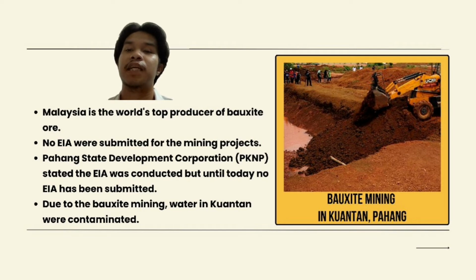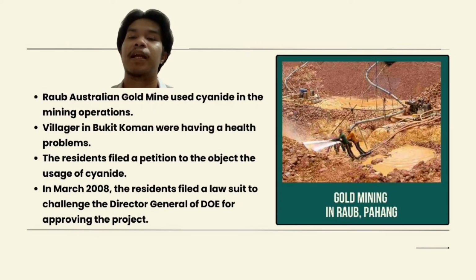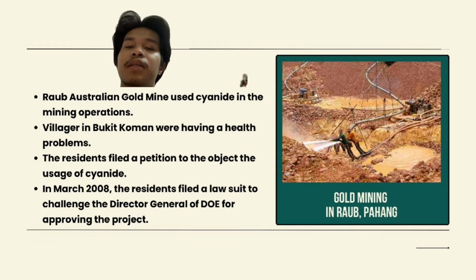Next, controversies happened in Pahang. A bauxite mining project was conducted without EIA approval and caused water contamination. Gold mining in Raub used cyanide, making people's health worse. The Director General of the Department of Environment was challenged by the residents for approving the project. The lawsuit submitted to the High Court was rejected the following year because the public can only challenge the PEIA within 40 days. After the approval, the DOE does not have the right to request a detailed EIA.